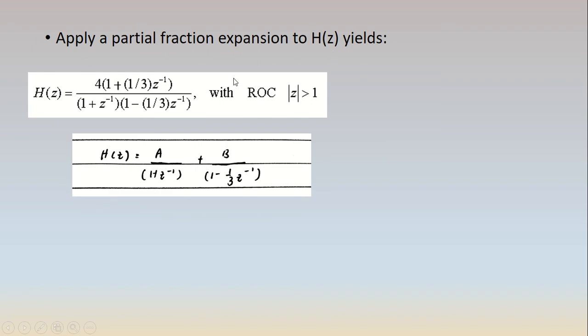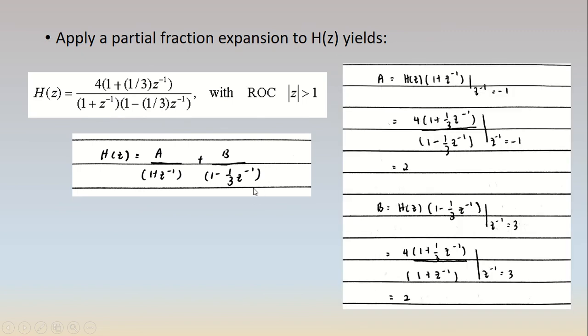We apply a partial fraction expansion to H(z). We will get H(z) equal to A divided by the first bracket plus B divided by the second bracket. So next, we need to find A first. So how to find A? A is equal to H(z) multiplied by the first bracket, and then we need to cancel this bracket. So how to cancel it?